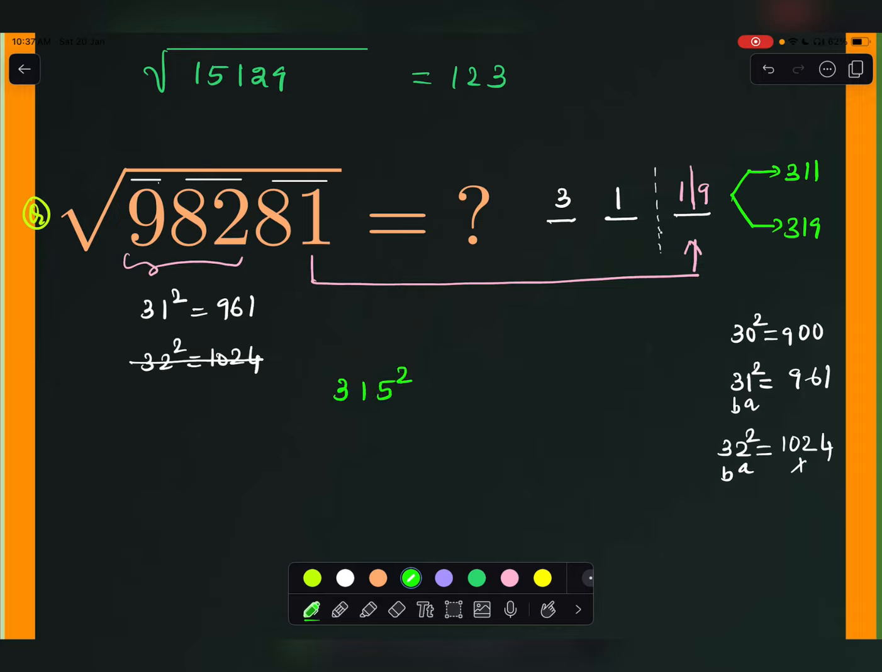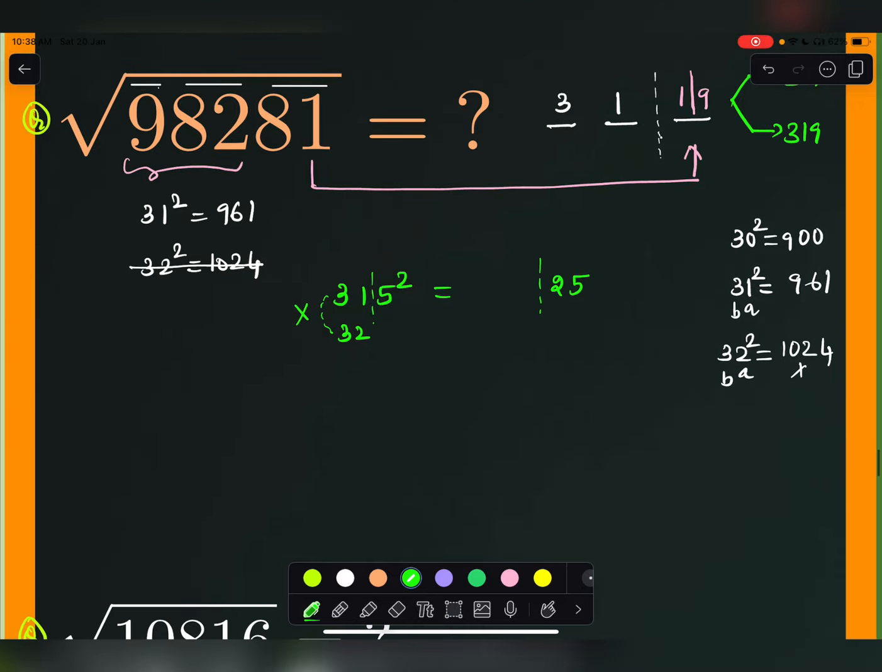So I can take 315 square. How to write the square of 315? Any number that ends with 5, its square value I know clearly always ends with 25. How to get the leftmost part of this number? Multiply this number by its next integer value. After 31 we'll get 32, so 31 times 32, how much here? So 31 times 32, I'm writing as 31 times 31 plus 1, right?